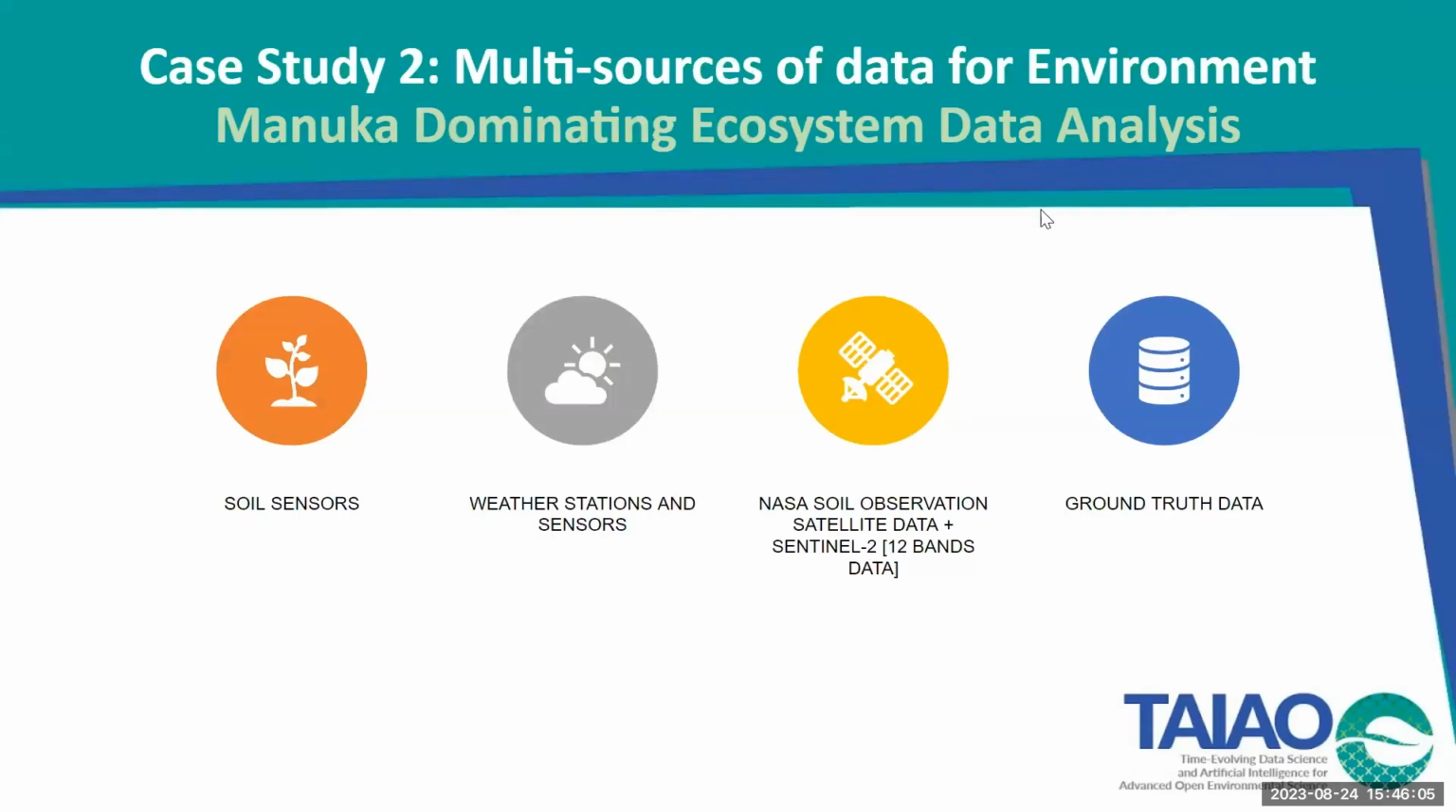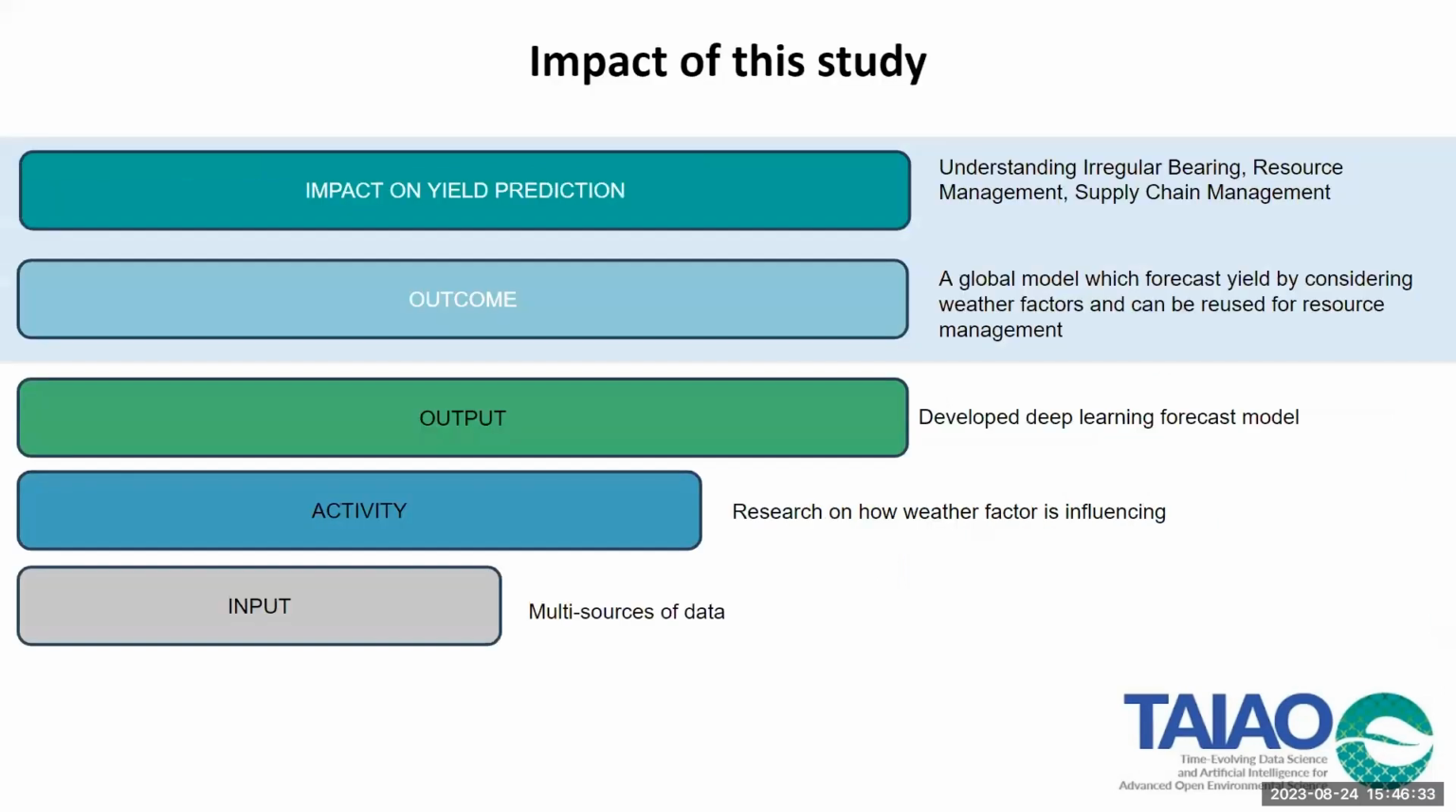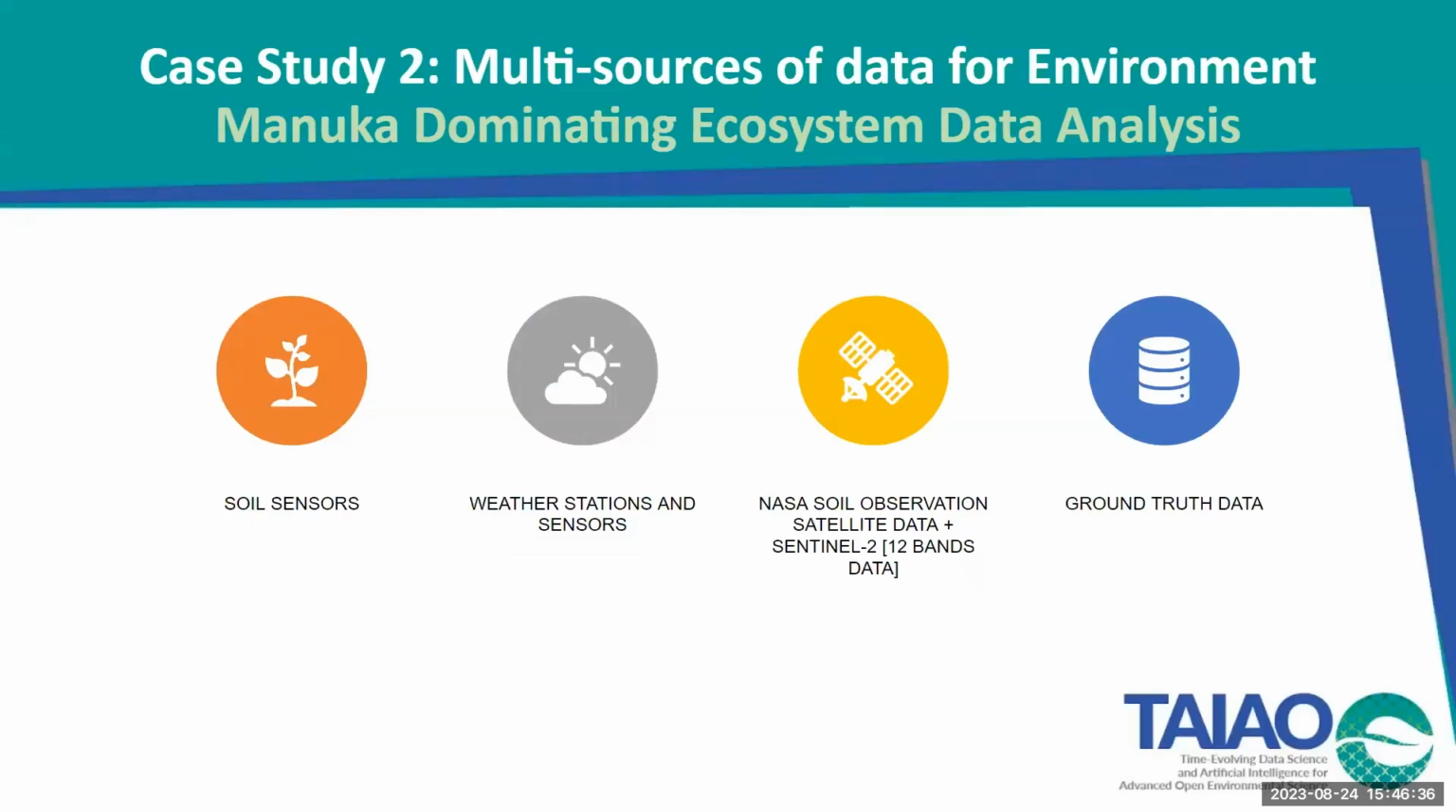So my second case study is multi-source data analysis for environment. Here I'm doing a manuka-dominating ecosystem data analysis, which is in the Lake Waikare catchment. To give a context of it, a farm was converted into an experimental area, and they divided the whole experimental area into 6 different plots. There are 3 plots where they planted manuka trees, and 3 plots they maintained as control plots, so it is just grass and other shrubs. This was done in 2017, and then they established sensors at that location in late 2020, early 2021.